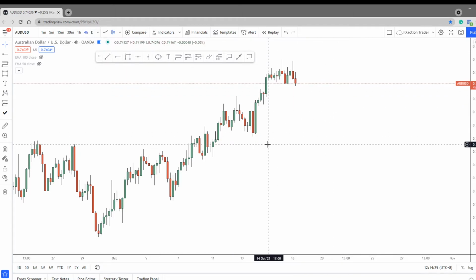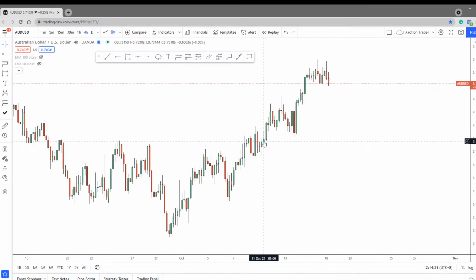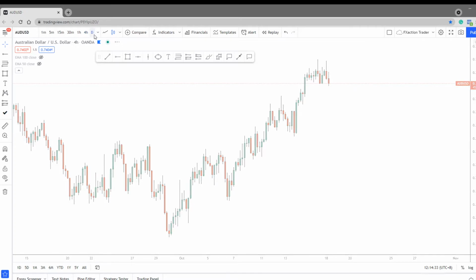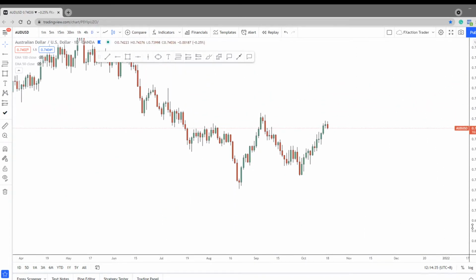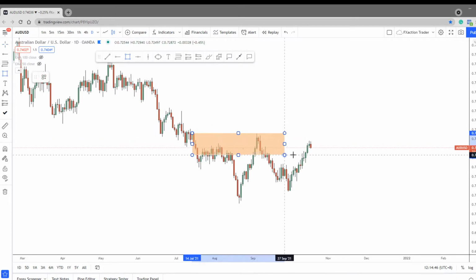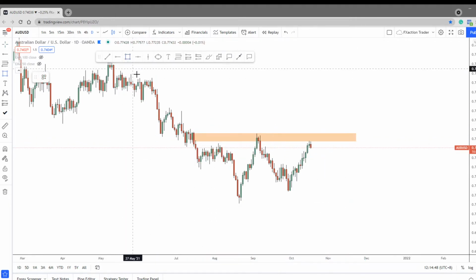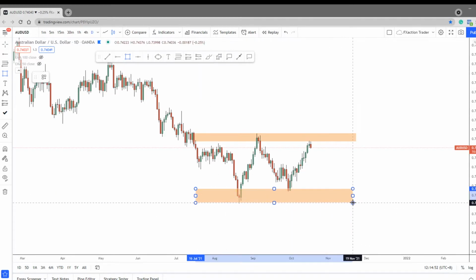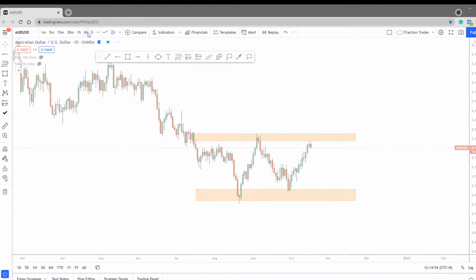For Aussie dollar, I believe that last week we were still looking for a buy trade, and for this week, let's see what we have. On the daily chart, we can see that the market is in a big ranging structure, moving between these two levels. So let us move to H4.